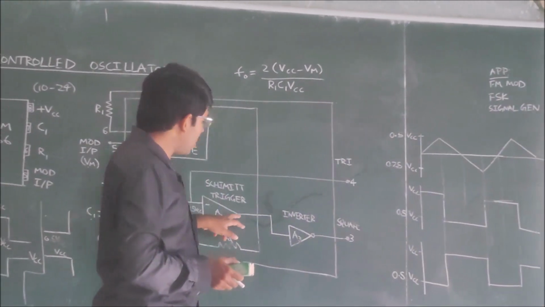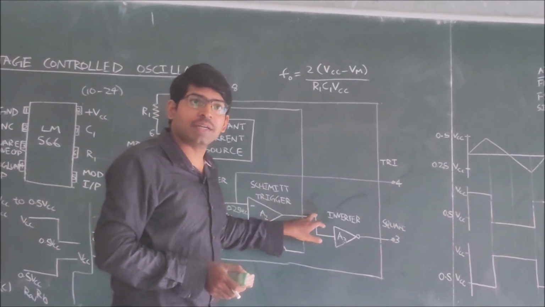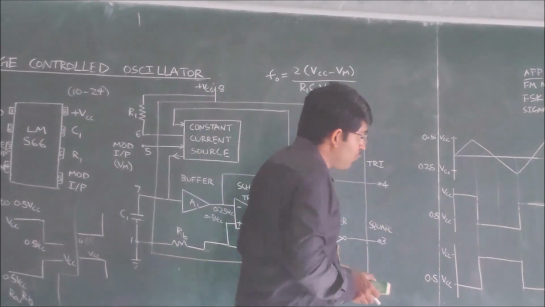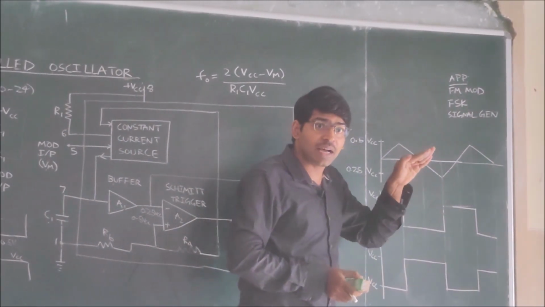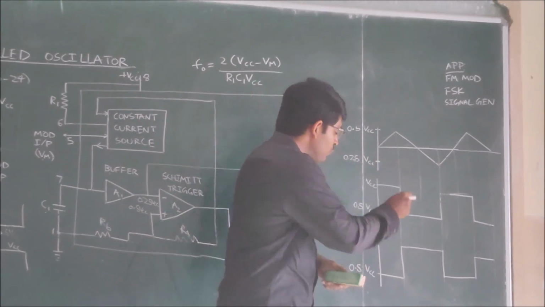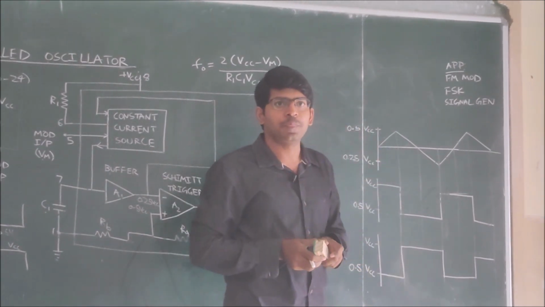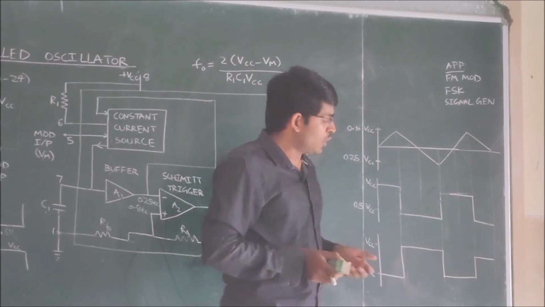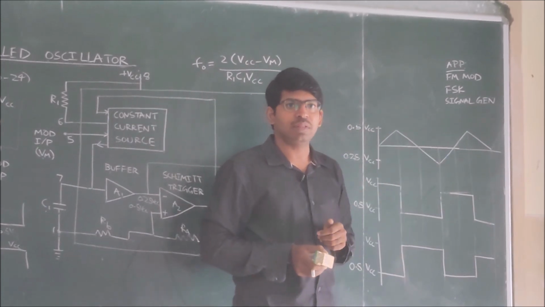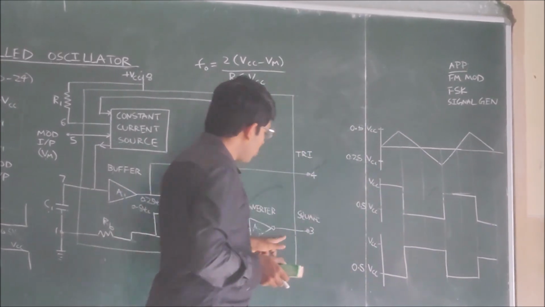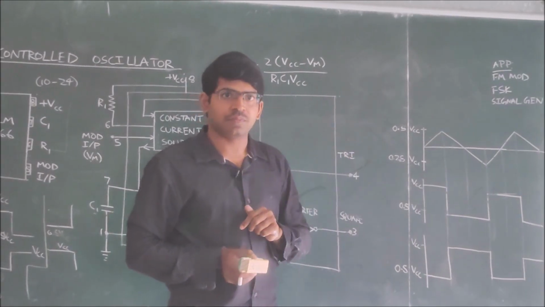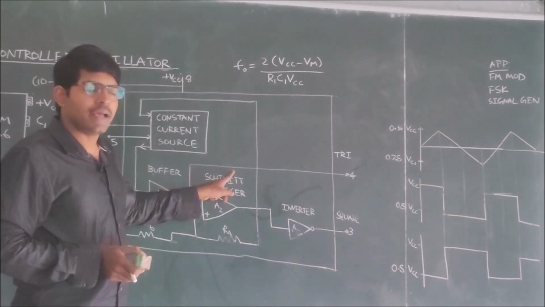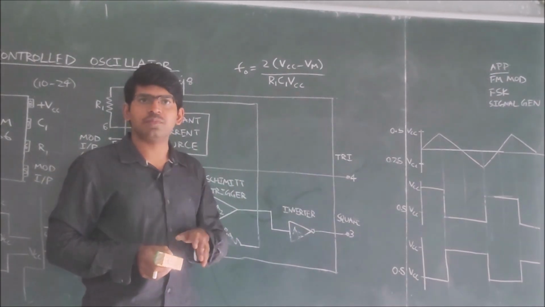But this Schmitt trigger output, we are connecting to an inverter. Inverter means whenever the Schmitt trigger is giving the high voltage, your inverter will give the low voltage. And similarly, whenever your Schmitt trigger is giving low voltage, your inverter will give the high voltage. Exactly opposite. So the output of the inverter is a square wave. We are getting two signals: one is a triangular signal and the second one is a square wave.